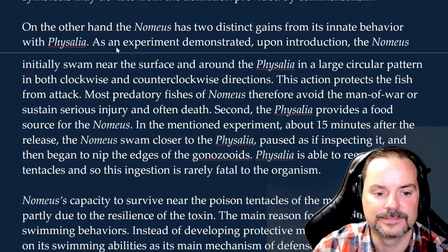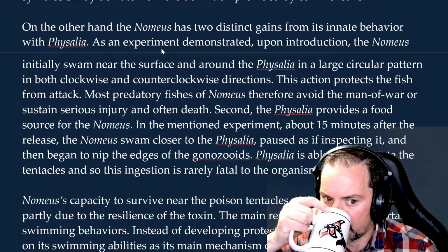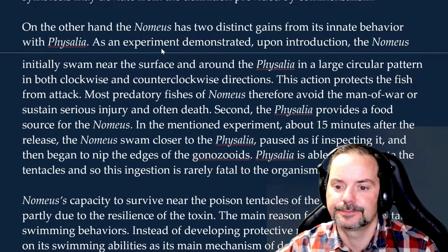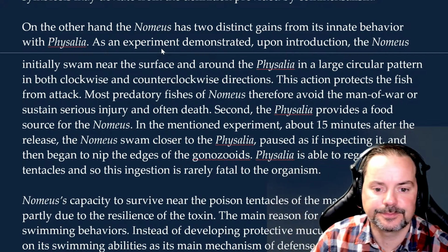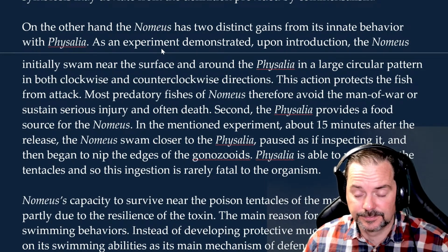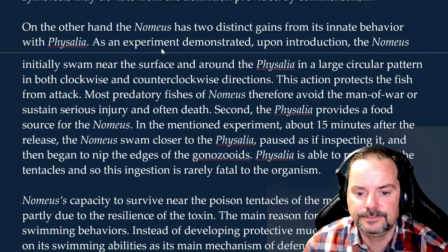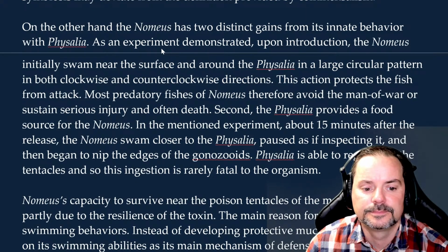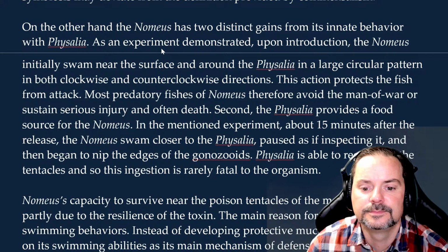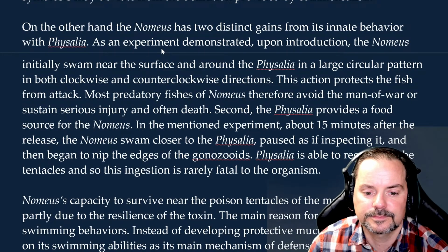On the other hand, the Nomeus also has two distinct traits from its innate behavior with Physalia, as an experiment demonstrated upon introduction. The Nomeus initially swam near the surface and around the Physalia in a large circular pattern in both clockwise and counterclockwise directions. This action protects the fish from attack. Most predatory fishes of Nomeus therefore avoid the man of war or sustain serious injury and often death.